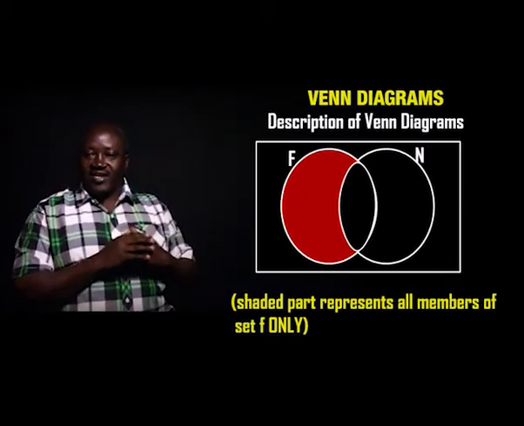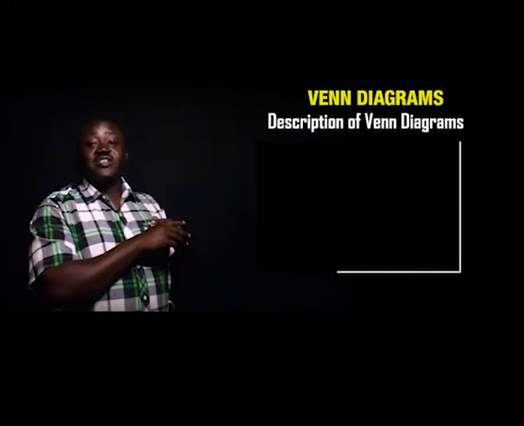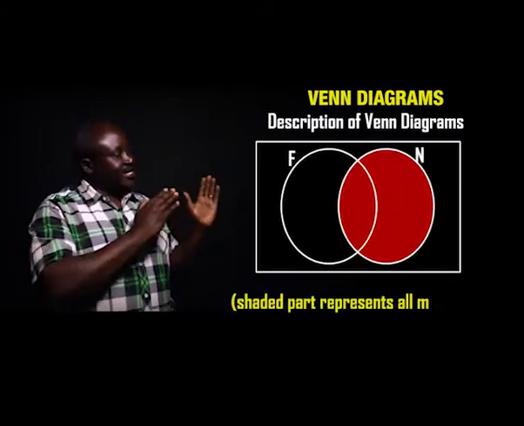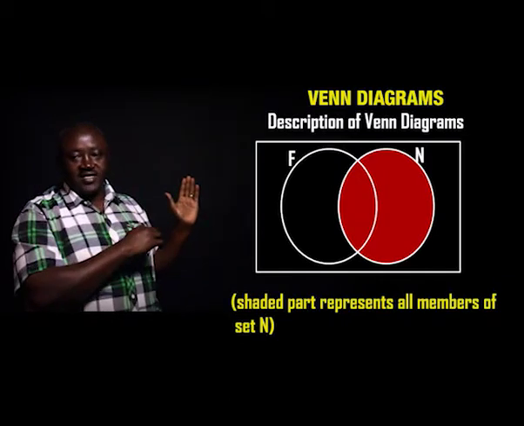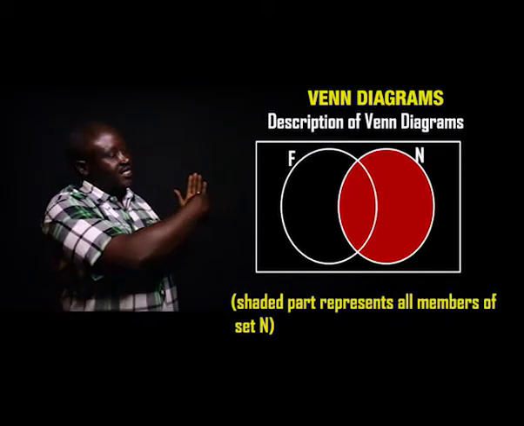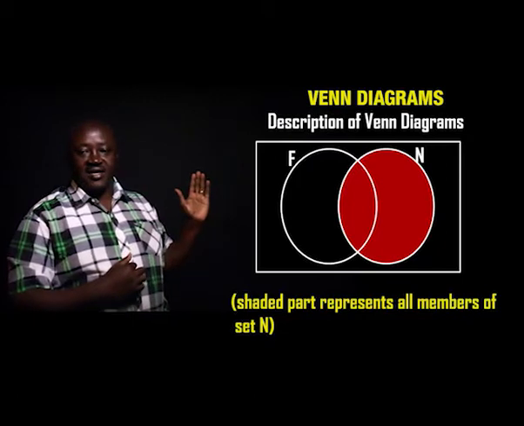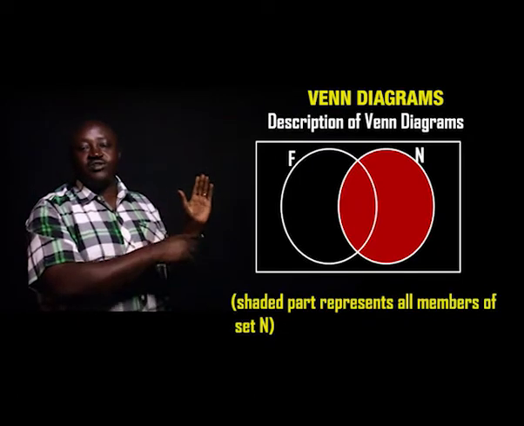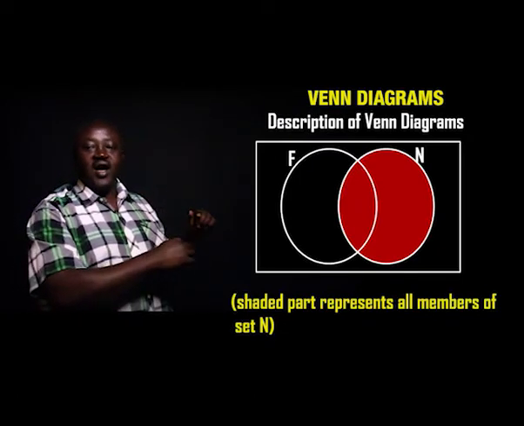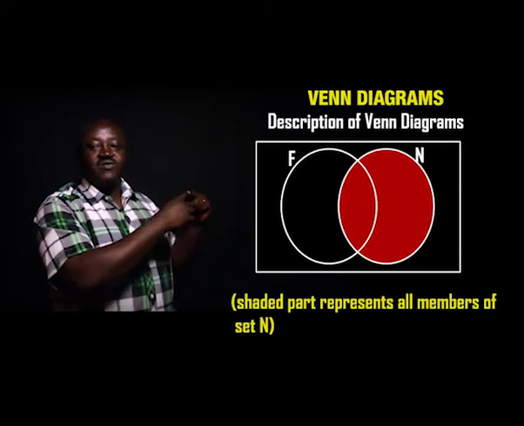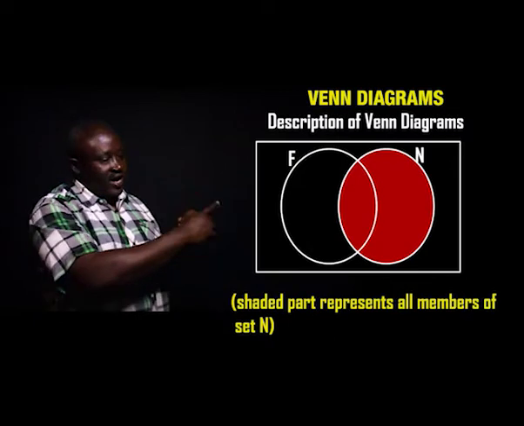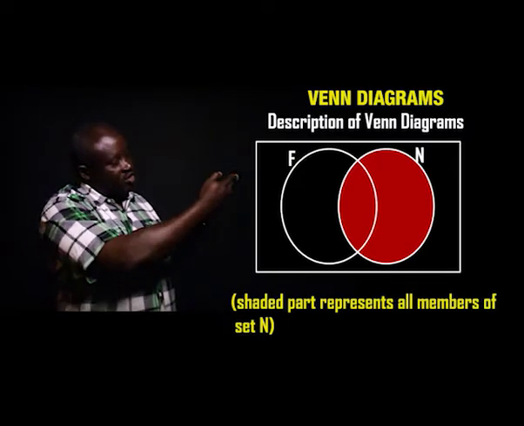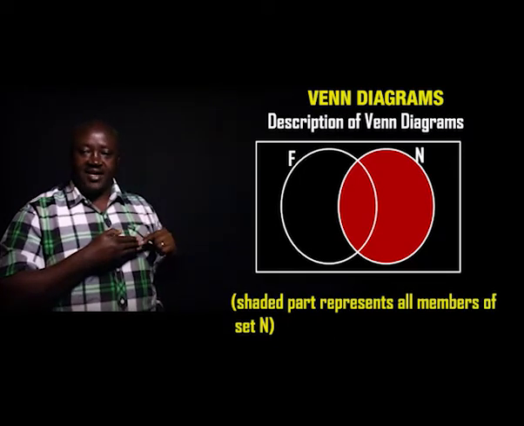Then you can have the third example, set N. Just like we saw how set F was, then you can have set N. Set N includes all members who are in N, even if they are also members of F, as you can see, shading the whole of N.